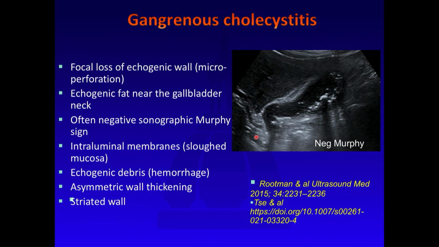If you have echogenic fat near the neck of the gallbladder, again, the ultrasound equivalent of fat stranding on CT is echogenic fat. If there are intraluminal membranes or intraluminal debris in addition to the stones, it's a hemorrhage within the gallbladder. If there is asymmetric wall thickening and a striated wall. Okay, so in this patient, we should have prospectively suggested the possibility of gangrenous cholecystitis.